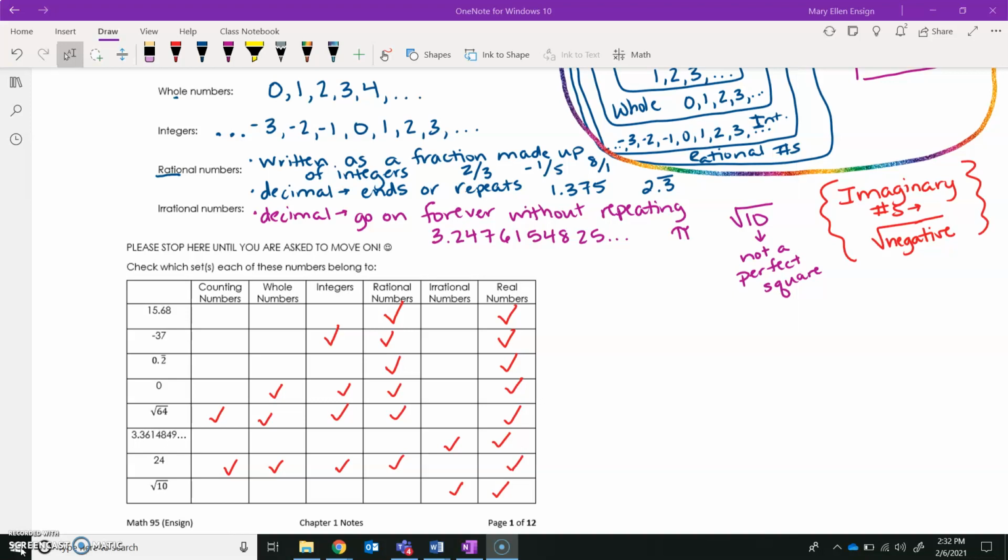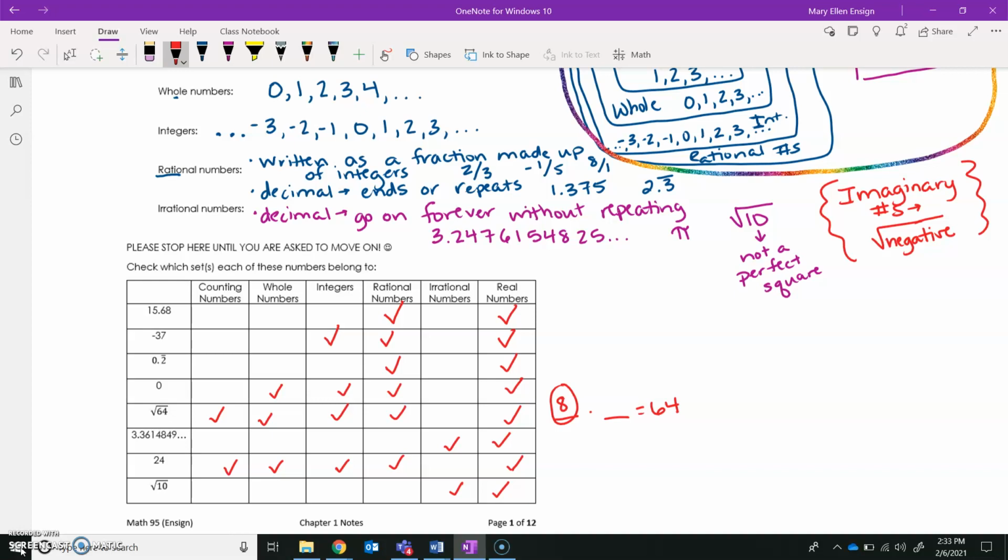So just quickly, this one is a decimal that goes on forever. That means it's rational. This is 0, so everything from whole up to rational. Radical 64, remember the square root of 64. If you take that in a calculator, or if you think this means what number times itself equals 64, I'm looking for this number, it's 8. So because it's just 8, it's going to be a counting number actually, right? This one is a decimal that never ends and never repeats. That's what I'm trying to represent here. That's going to be irrational, still real.